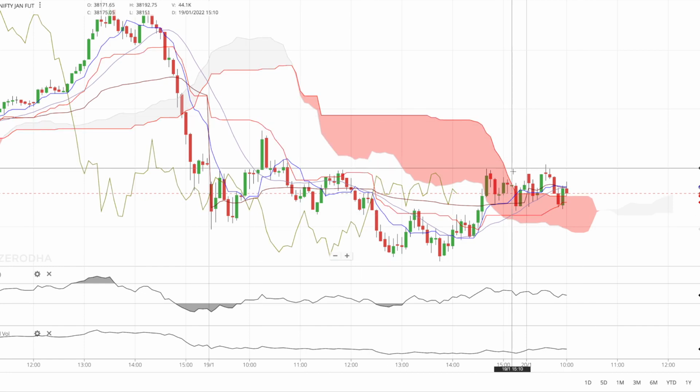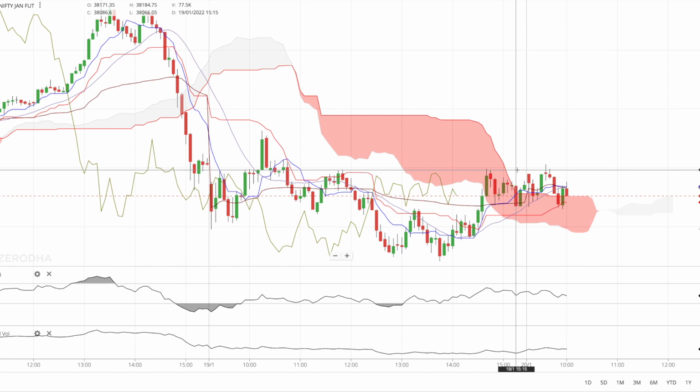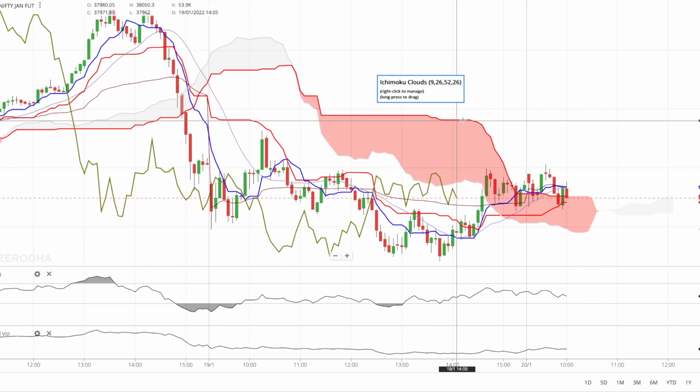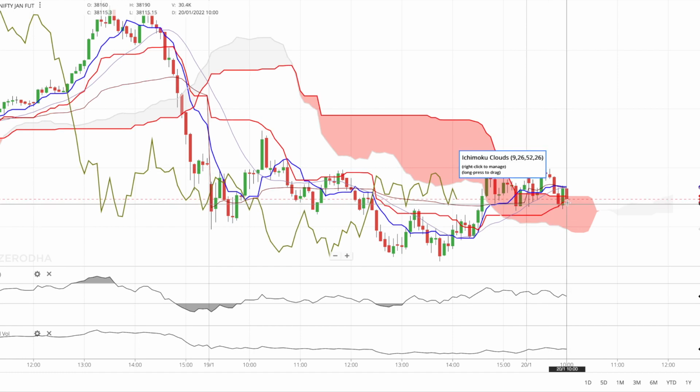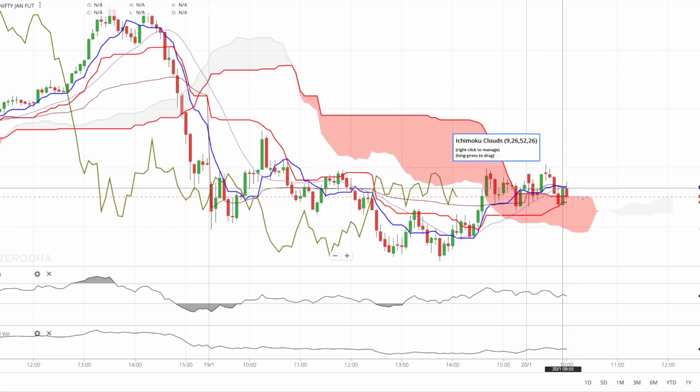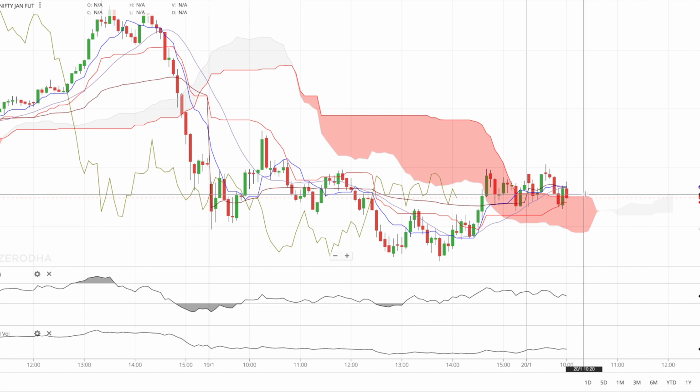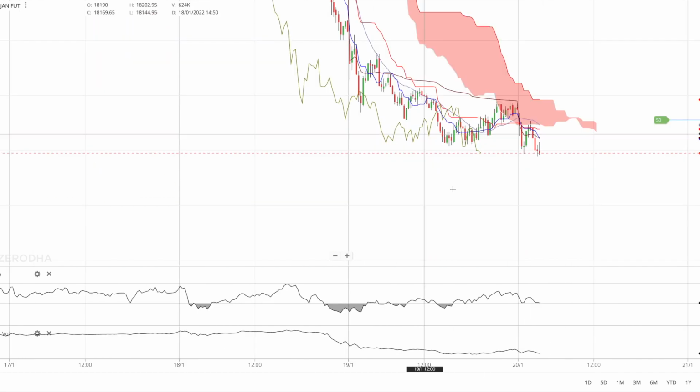So Bank Nifty, I was considering that it's going to test the cloud high, and so today slightly after open, I went long here. But price immediately reversed and hit my stop loss. So now I have gone short on Bank Nifty futures, and also have gone short on Nifty futures.